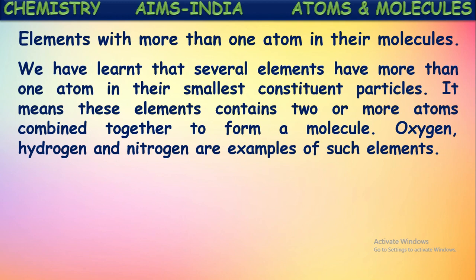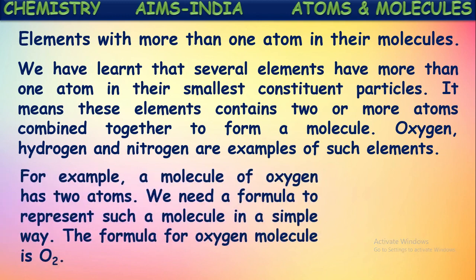For example, oxygen, hydrogen, and nitrogen are examples of such elements. In these elements, individual atoms won't exist. Atoms will be in the combined state and hence they form molecules. So oxygen will be available in nature or in the laboratory in the form of molecules.